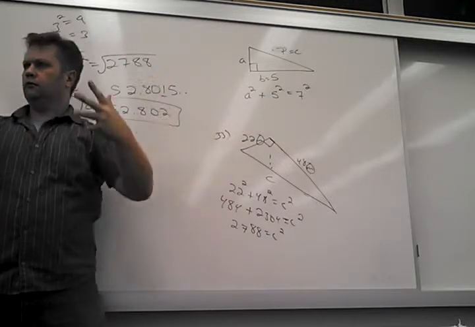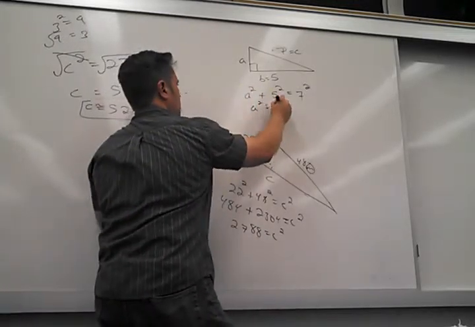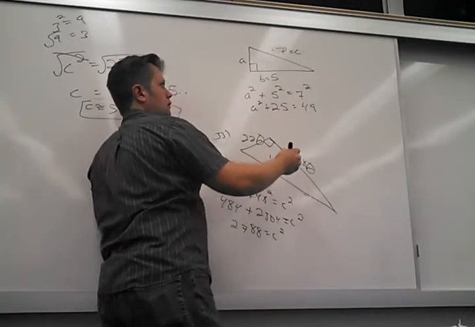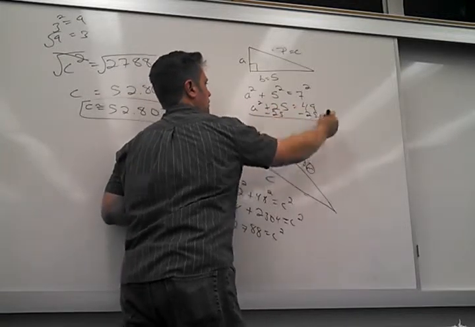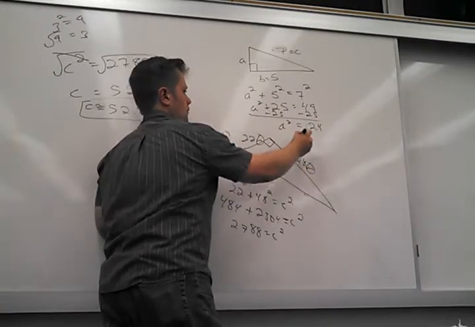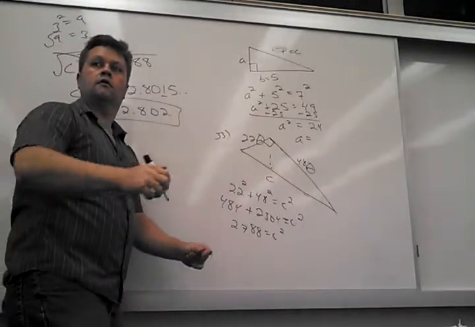So I'm going to have to solve it like I would any equation. So the first thing to do is, like I heard some of you guys say, that's 25. 7 squared is 49. So move, minus 25. 24. Square root. A equals 4.8. Do it again.